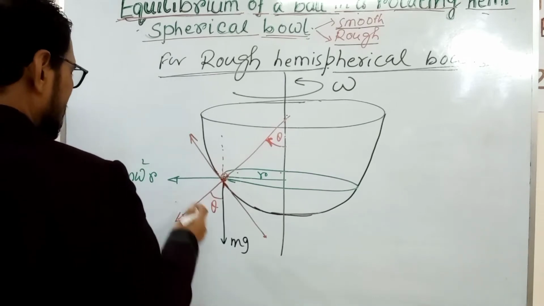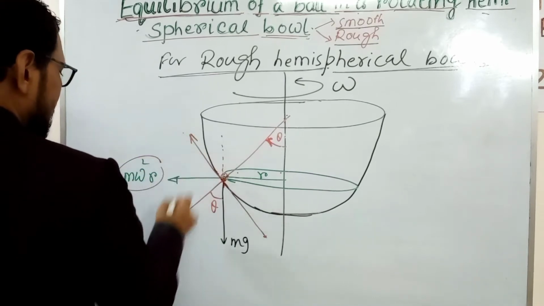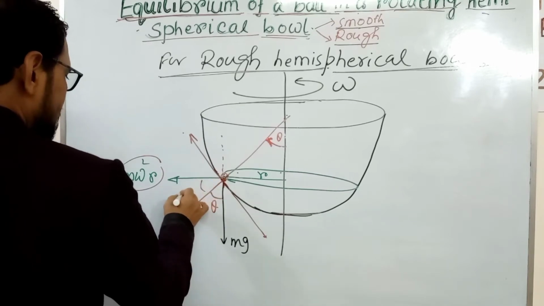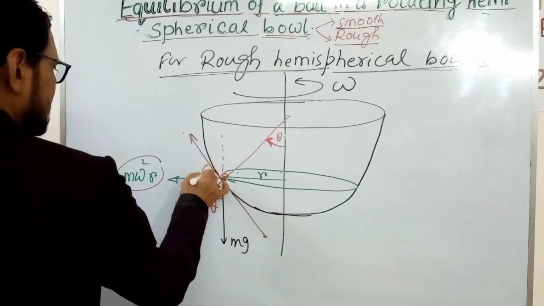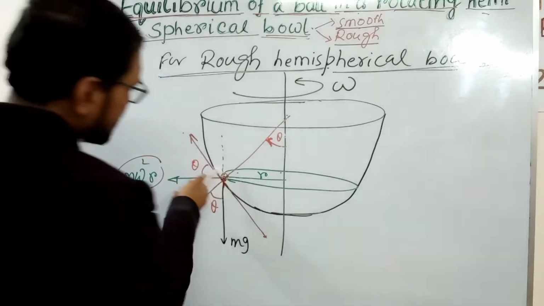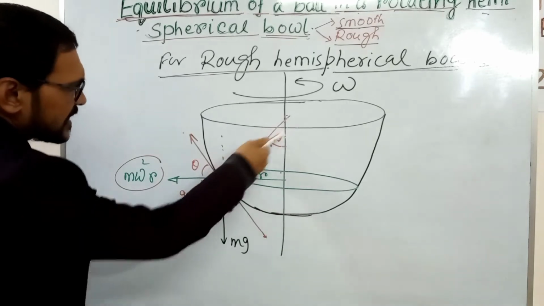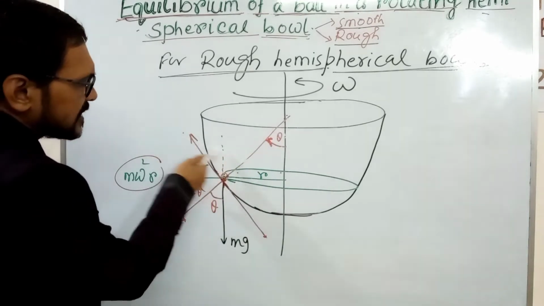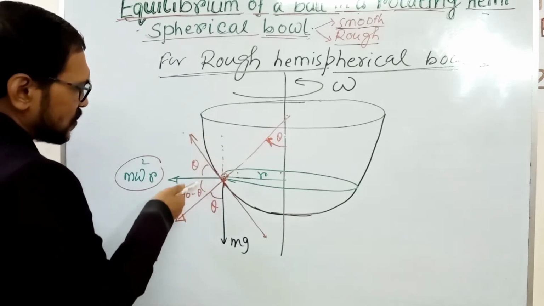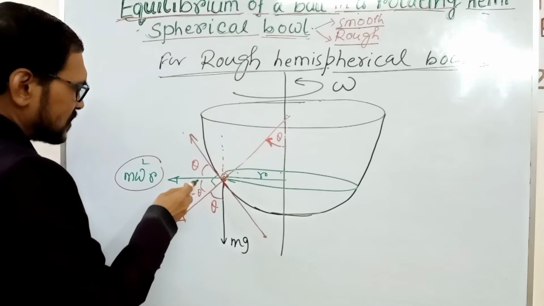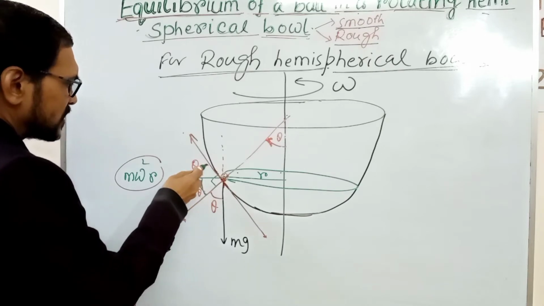Now resolve this force along this and this. If this angle is theta, then this angle is 90 minus theta, and this angle is theta, because this and this are perpendicular. This is a radial line, and this is a tangent line. We know the angle between tangent and radius is 90 degrees. So the total angle is 90 degrees. If this angle is 90 minus theta, we get this is theta.